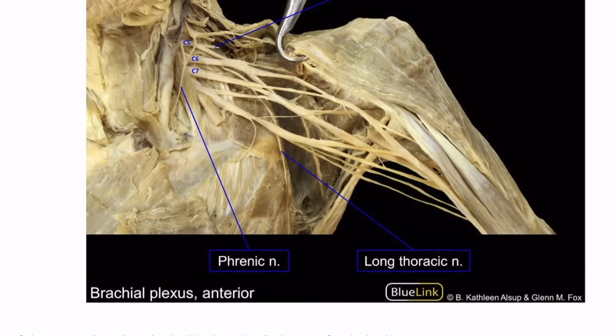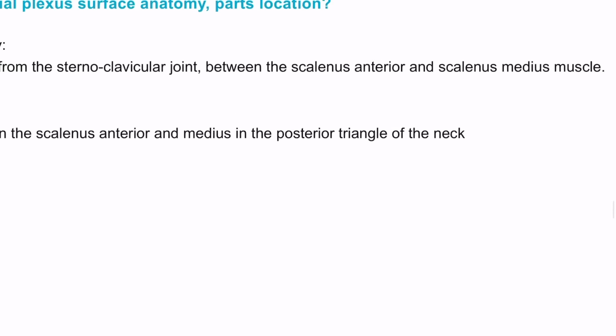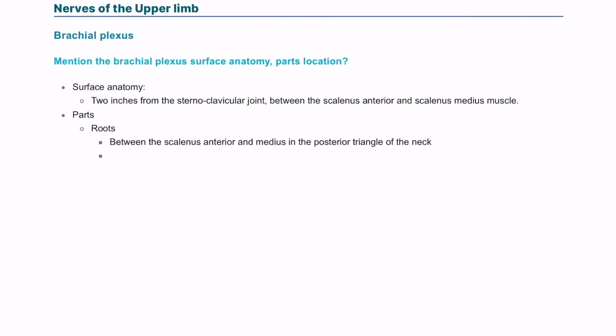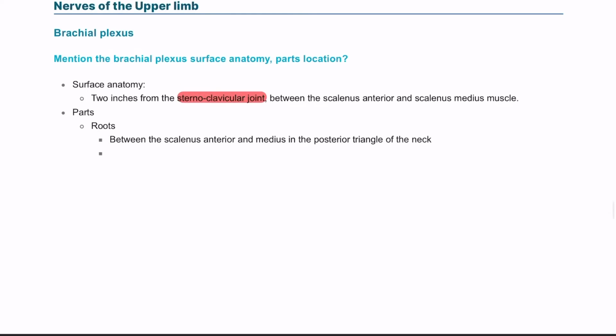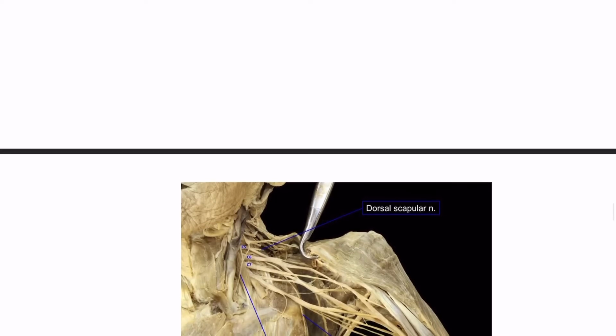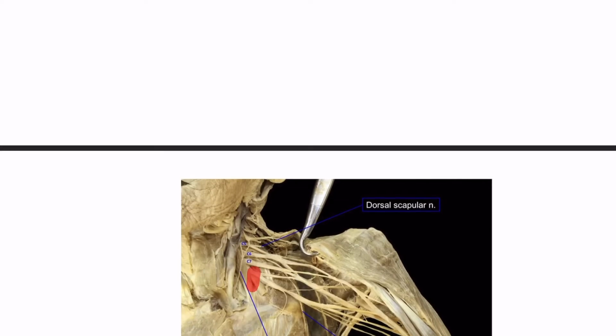So the question is asking about the surface anatomy. Usually the surface anatomy is 2 inches from the sternoclavicular joint, between the scalenus anterior and the scalenus medius, and that's in the root of the neck. So the sternoclavicular joint will be sort of here. It's 2 inches, so that will be where it is on a living subject.